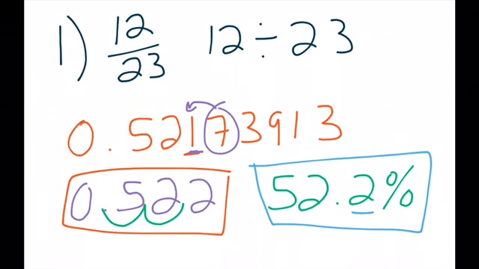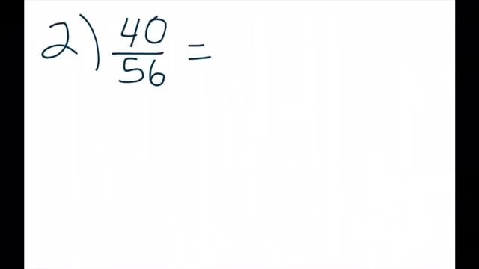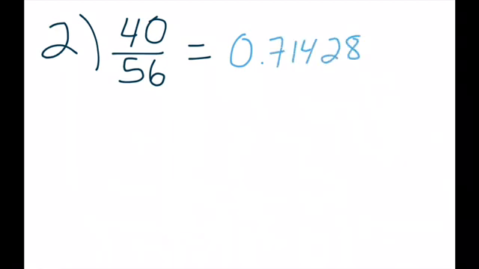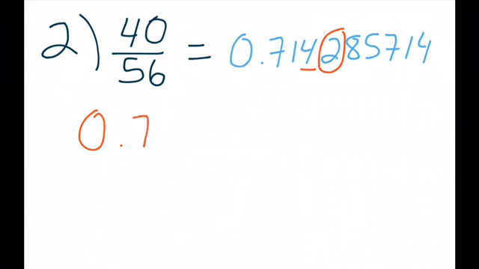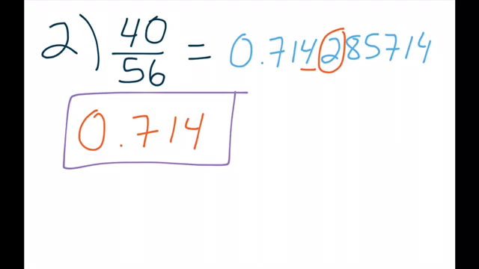Okay, let's go ahead and do number 2 now. Number 2 is 40 divided by 56. And when I put that in my calculator, I get 0.714285714. And once again, I want to round this to the nearest thousandths. That's our third place there. Since the number to the right of the 4 is a 2, the 4 is actually going to stay a 4. So my decimal is 0.714. So that's rounded to the nearest thousandths.